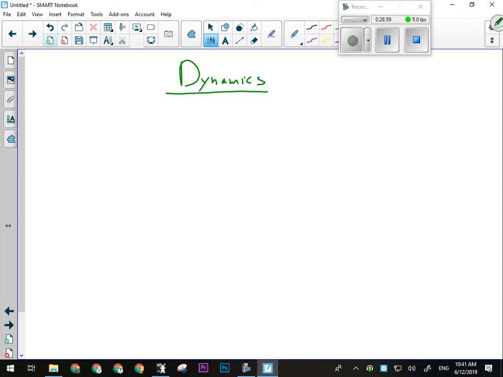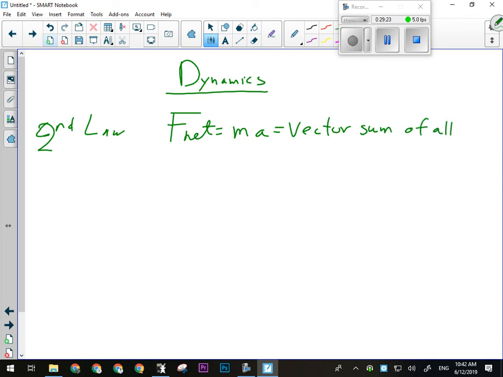There could be some multiple choice about that. Newton's second law is where we got into most of the stuff that we did. So remember that Newton's second law says that F net equals mass times acceleration, and the vector sum of all forces.